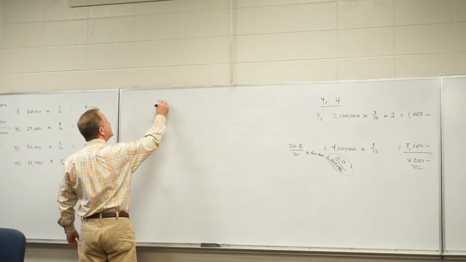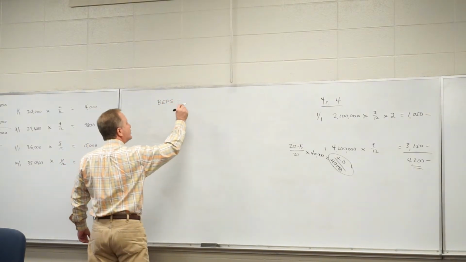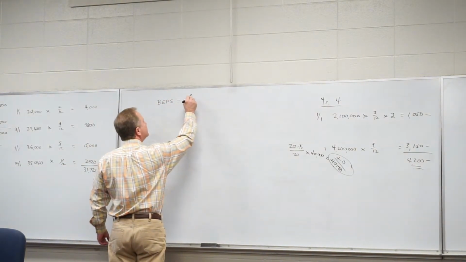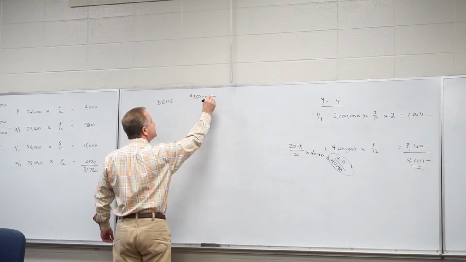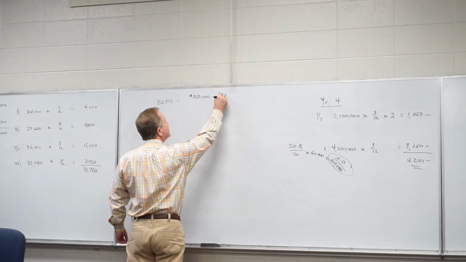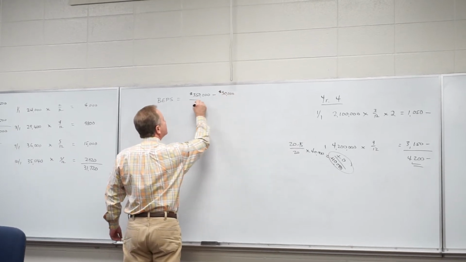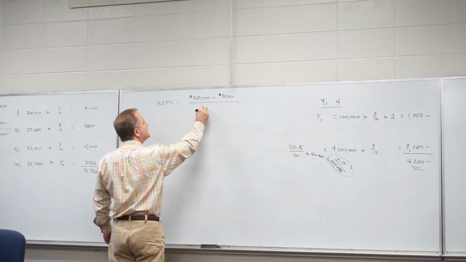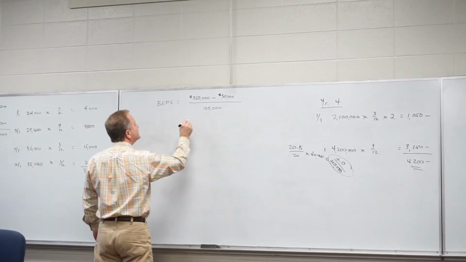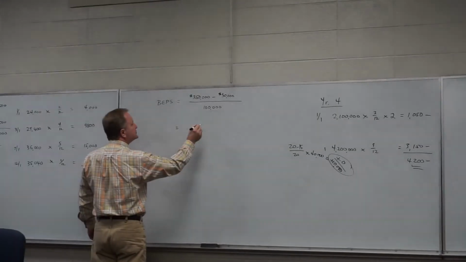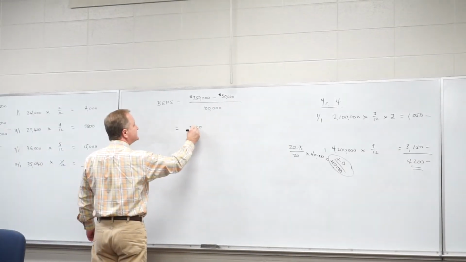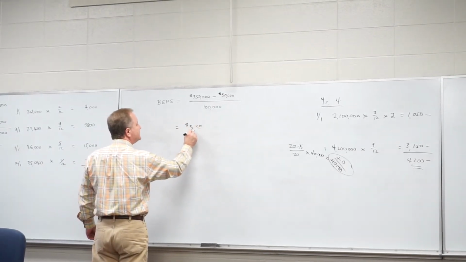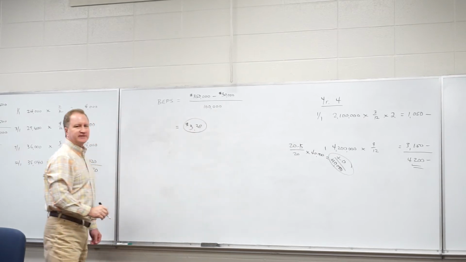So, basic EPS, what was net income? 350,000 for year 5. And you told me the dividends on the preferred are 30? And wasn't the denominator 100,000? Yeah. So, we got 320,000, $3.20. So, basic EPS is $3.20.